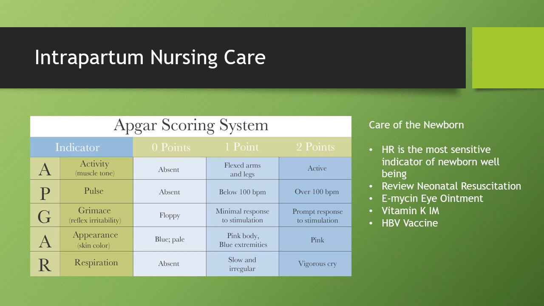Appearance is skin color, so we're looking to see how blue is blue. So a baby who's blue and pale all over is 0 points. Most babies will be 1 point, which means that their extremities remain kind of blue or mottled, but the body is nice and pink. And then it's rare to see a baby that's pink all over, especially at the 1 minute mark.